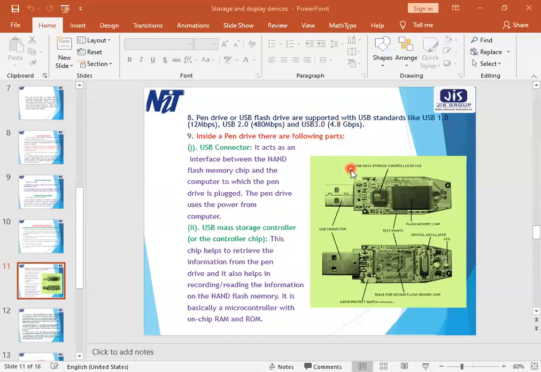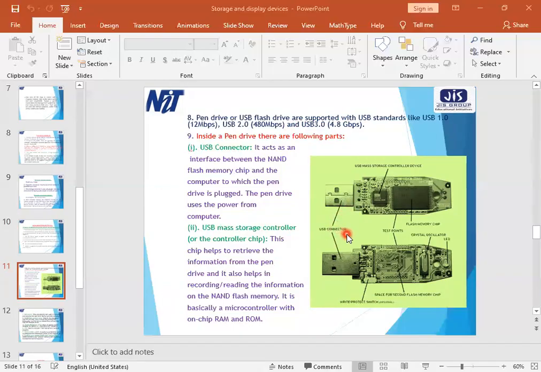Inside a pen drive, these are the different parts. First one is the USB connector. This one is the USB connector. It acts as an interface between the NAND flash memory chip and the computer to which the pen drive is plugged. The pen drive uses the power from the computer. So that is why it is called a USB connector.